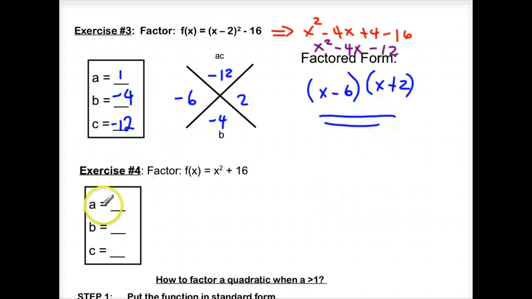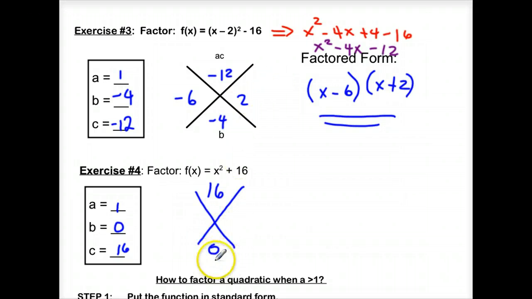Let's try one more example. My a is 1, my b, I don't have a b term, so it's 0. Remember, the b term is next to the x, and my c is 16. Is that possible? Of course. Now draw your x. a times c goes on the top, which is 16, and then my b term at the bottom. Two numbers, when I multiply them, I get 16, but when I add those numbers, I get 0.